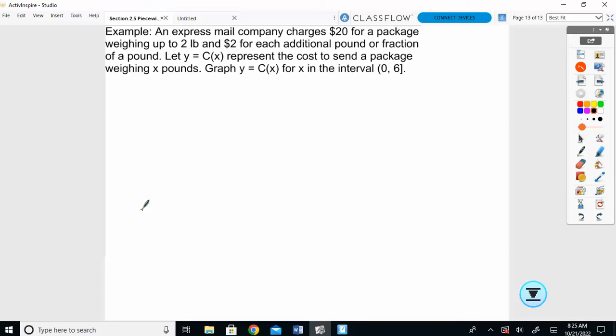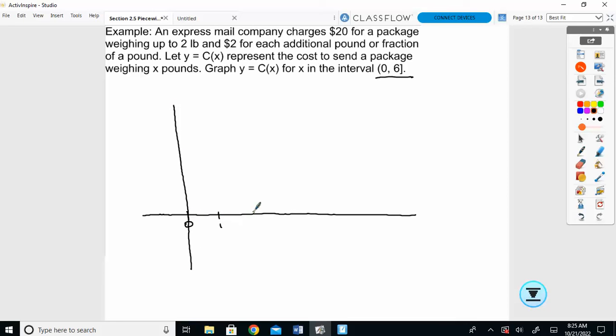It's just 3 stamps. An express mail company charges $20 for a package weighing up to 2 pounds and $2 for each additional pound or fraction of a pound. Let y equals c of x represent the cost to send a package weighing x pounds. Graph it on the interval 0 to 6. I am not asking you to write an equation for this. I am just asking you to graph it. Okay? So we're going to graph from 0 to 6.